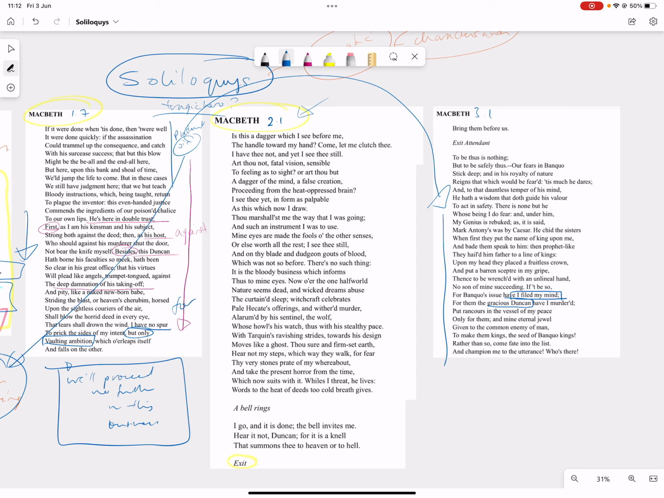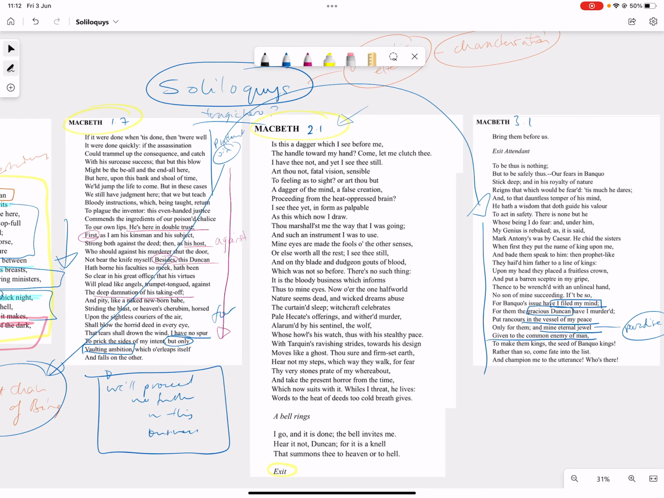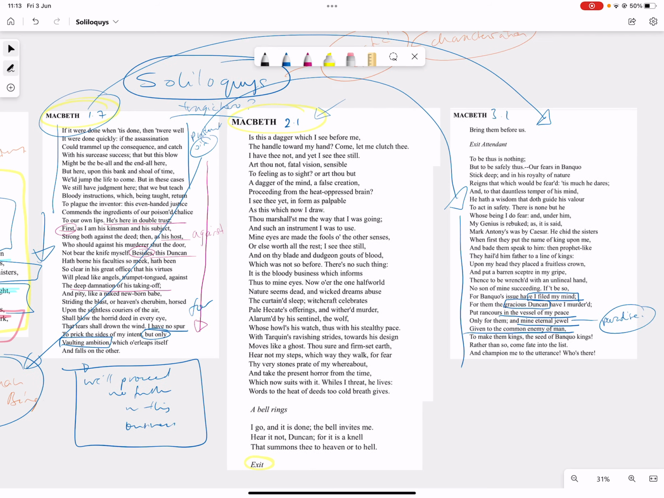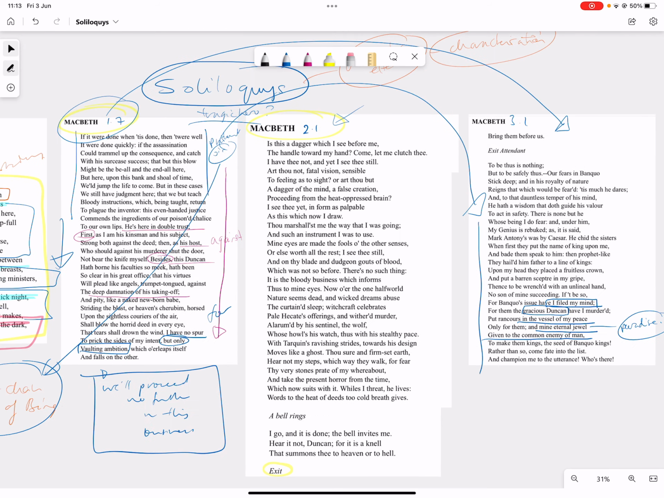He understands that he's killed someone who is loved by God, gracious, linked to grace, the Christian concept. "Put rancors in the vessel of my peace, and mine eternal jewel given to the common enemy of man." Now, I think this is like talking about paradise. So he's basically saying, I will go to hell, not heaven. So we can see this idea of the sin of the regicide haunts him. He begins this soliloquy being aware of what punishment awaits and talks himself out of it. But here, he's still haunted by that.